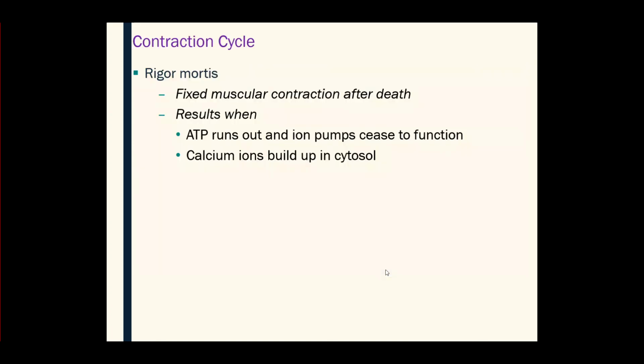Okay, the last slide. Just a little bit about rigor mortis. People know that after death, there is a period of time where there's a fixed muscular contraction. The reason this happens is, when somebody dies, the ATP runs out. The muscle doesn't have a lot of ATP in it, and the ion pump that pumps the calcium back into the SR ceases to function. So the calcium stays built up in the cytosol, and that produces the contraction of rigor mortis. Eventually that will go away also.